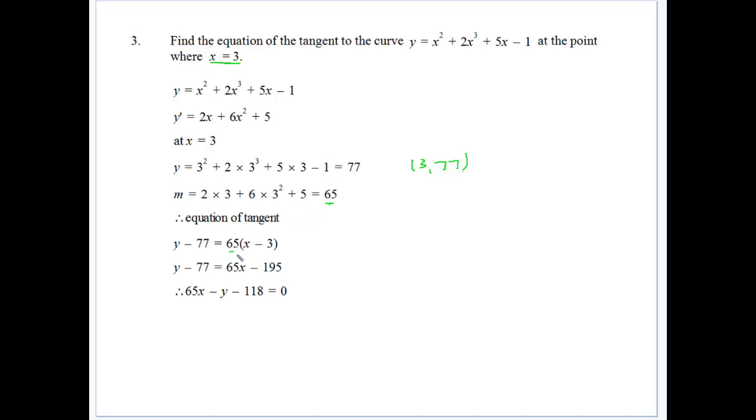So we put our gradient in, we put our point in, we expand out, we collect our terms, and put our equation in general form.